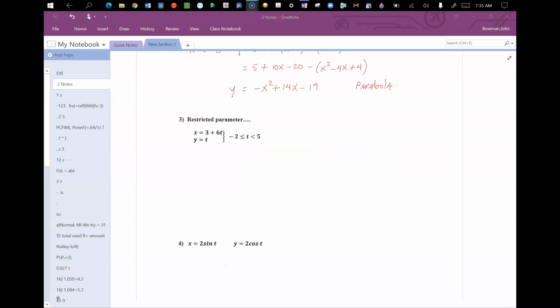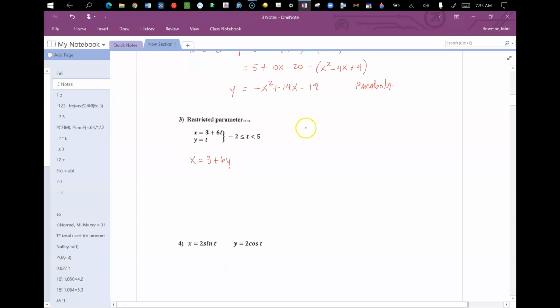The next thing we want to do is investigate what happens when we put limits on the parameter. So in this example, t has to be greater than or equal to -2 and less than 5. So what we'd like to do is figure out the relationship between x and y by eliminating the parameter. This is a pretty simple one to do. We have solved for t already in the y equation, so x is equal to 3 plus 6y. And you can see that that's a linear equation, and we're not going to go any further right now.